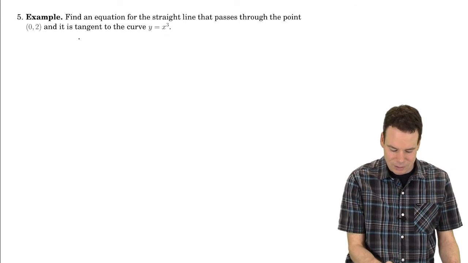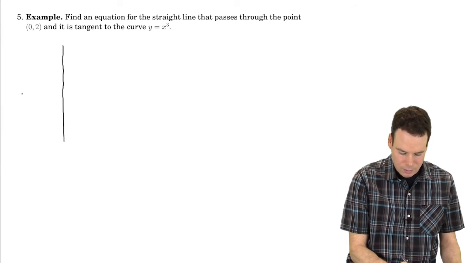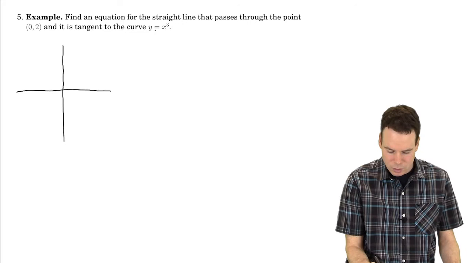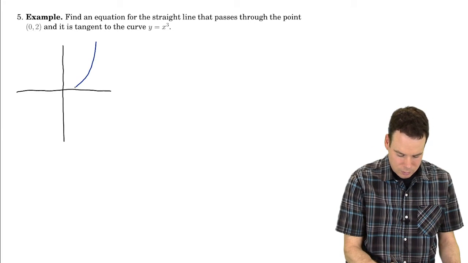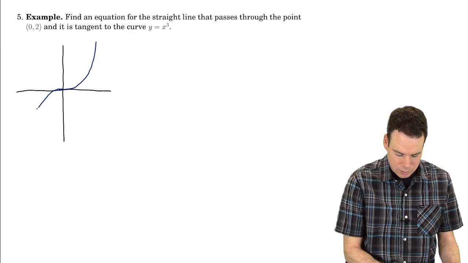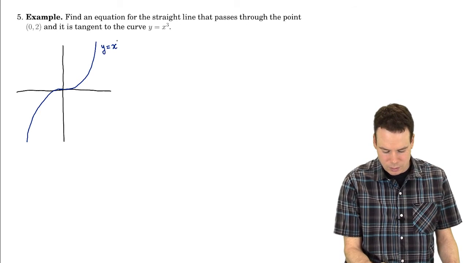Okay, so let's have a look at this. I'm going to get a rough sketch of what's going on here. We've got this cubic curve, y equals x cubed. It looks something like this. So it comes down, goes flat around the origin there, and then it takes off again in this direction. So that's our curve y equals x cubed.